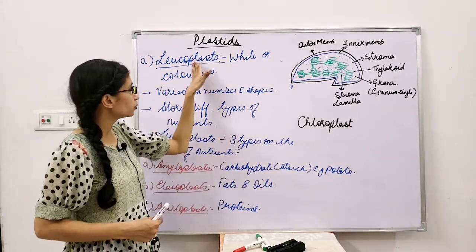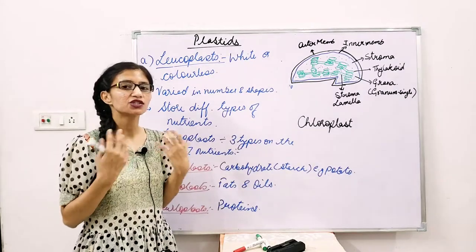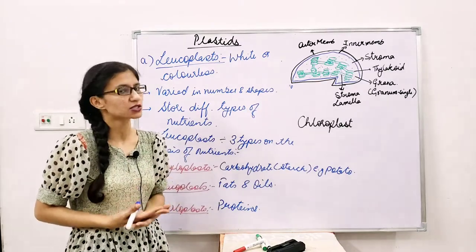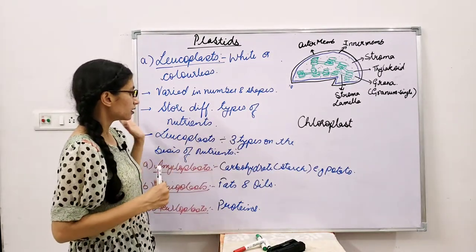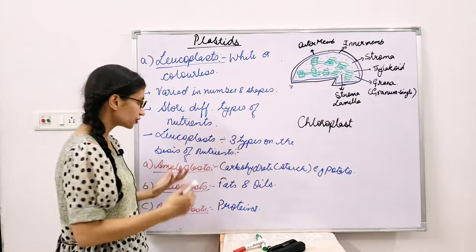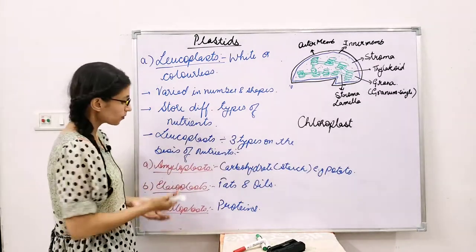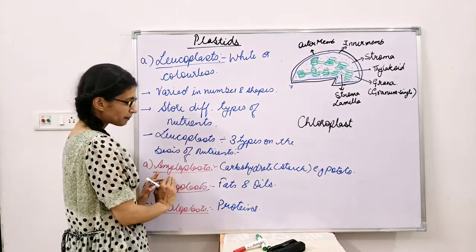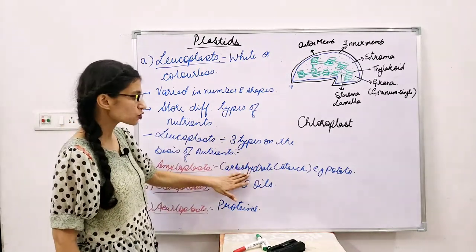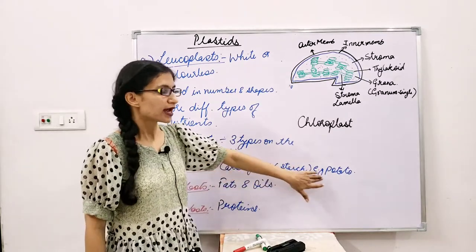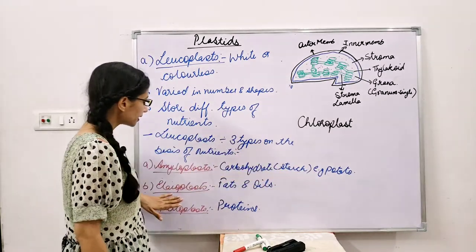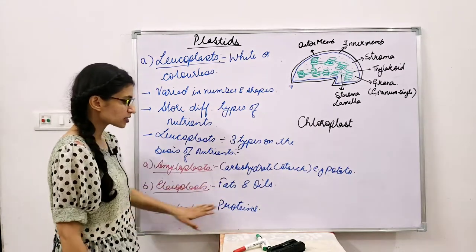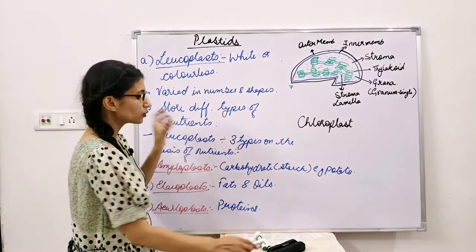But leucoplast can vary in number as well as in shape, and it also varies in the type of nutrients it stores. So on the basis of the nutrients they store, we divide the leucoplast into three types: amyloplast, elaioplast and aleuroplast. Amyloplast stores carbohydrate, which is starch. An example is the potato. On the other hand, elaioplast stores fats and oils, and aleuroplast stores proteins. So this is about the leucoplast.